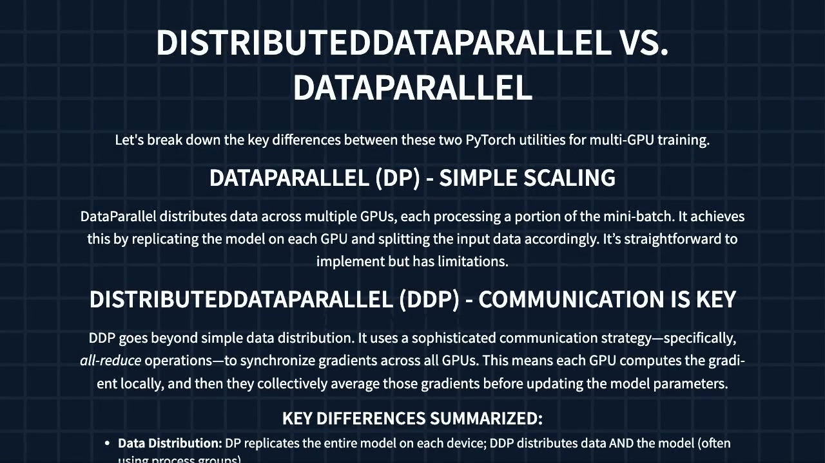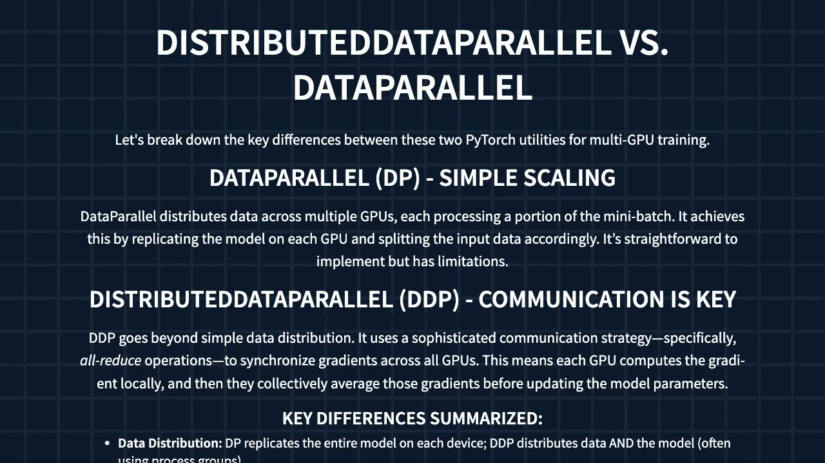Okay, let's talk about distributed data parallel versus data parallel. They both help train your Pytorch models faster by using multiple GPU, but they do it in fundamentally different ways. Data parallel is like having multiple copies of the same model, each working on a slice of your data. It's easy to set up, but as you add more GPU, things start to slow down because they have to constantly communicate and copy data.